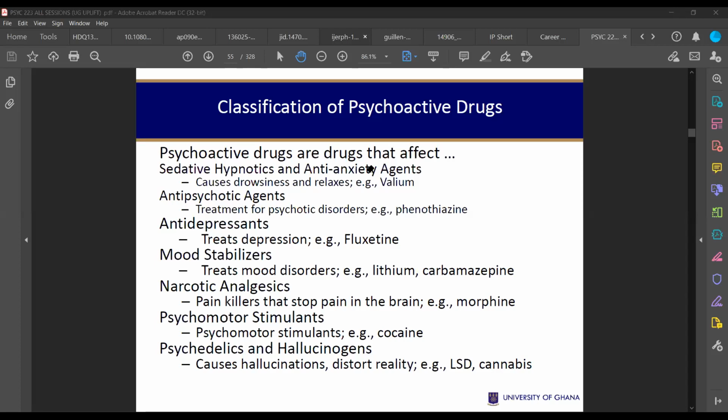Then the next one is morphine. Morphine is mostly given, we normally say that it is an analgesic. Yes, analgesics, more or less like painkillers. So for instance, when you go to the hospital and they want to do surgeries and all that, they give the person what? Morphine.